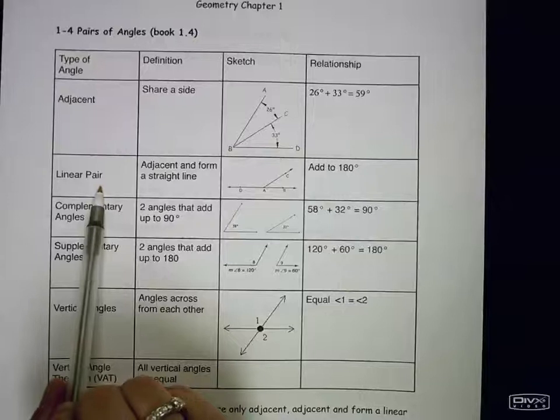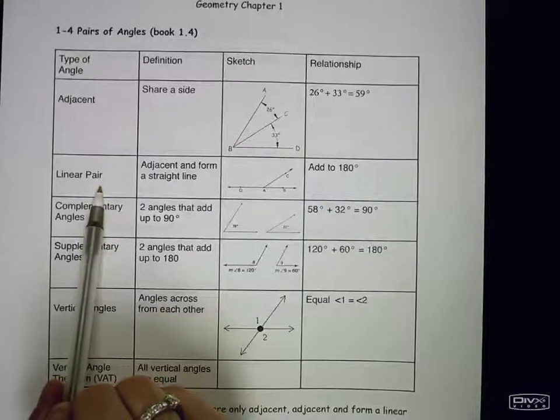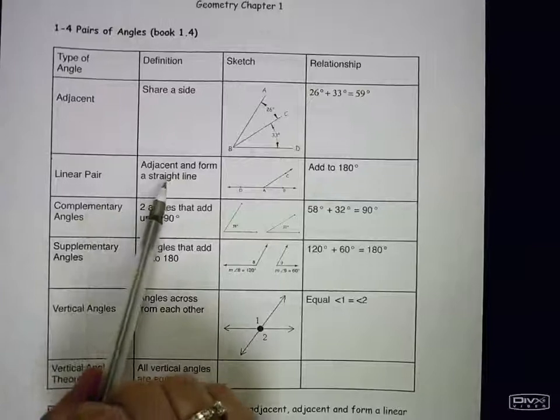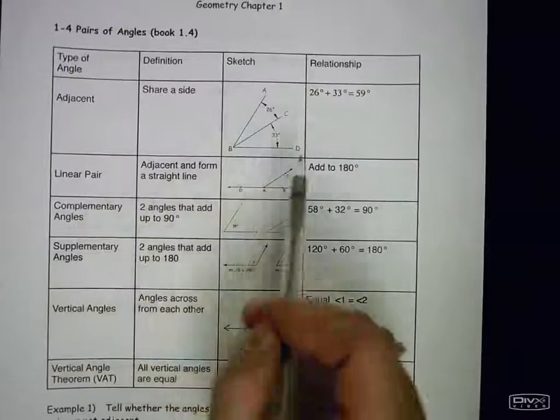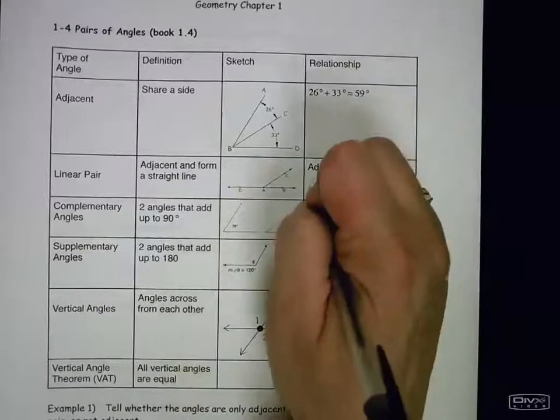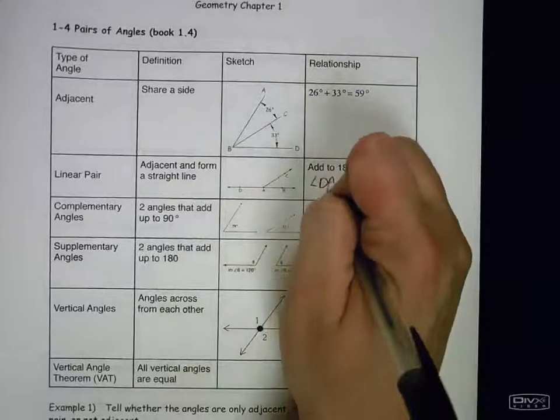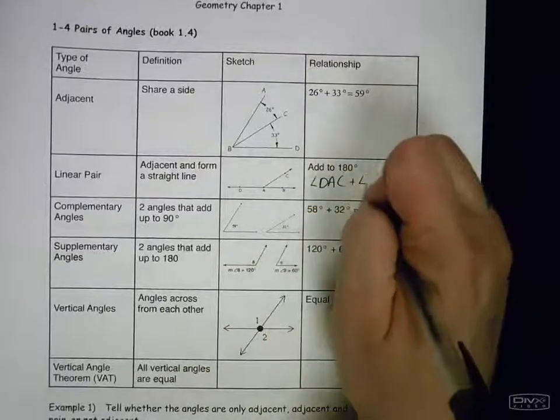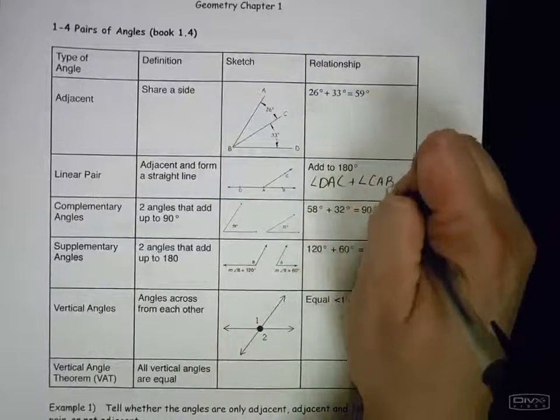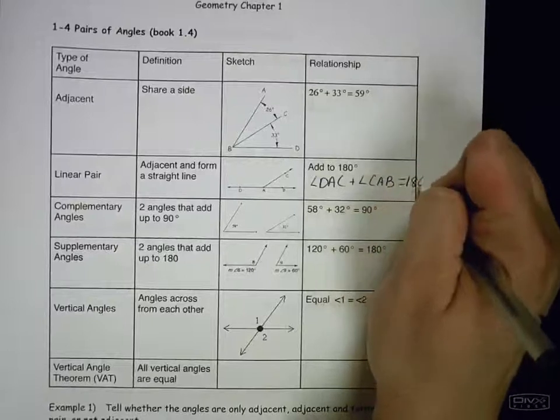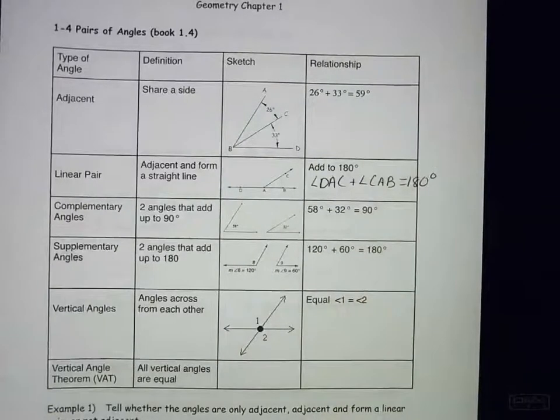Linear pair kind of defines itself. It's a pair of angles that make a line. So we have two angles that form a line. So we could say angle DAC plus angle CAB add to 180 degrees.